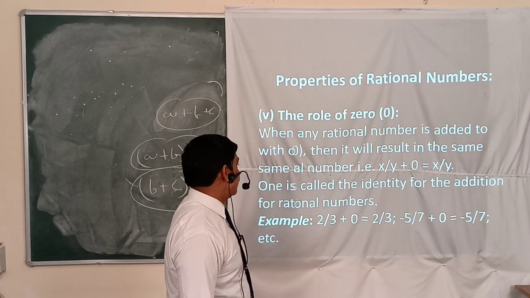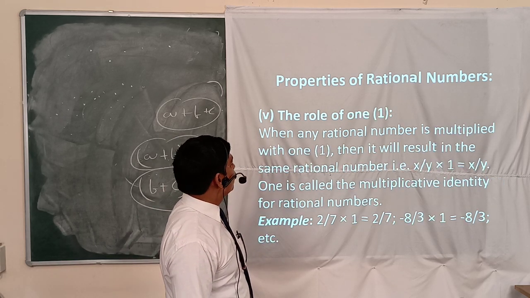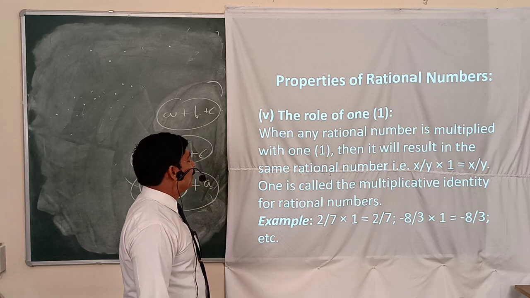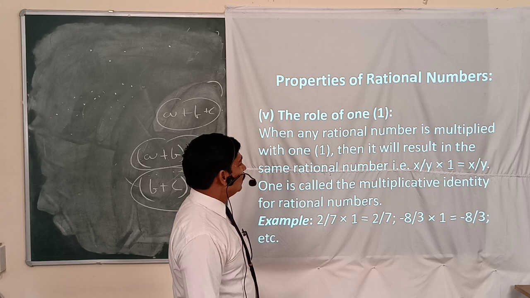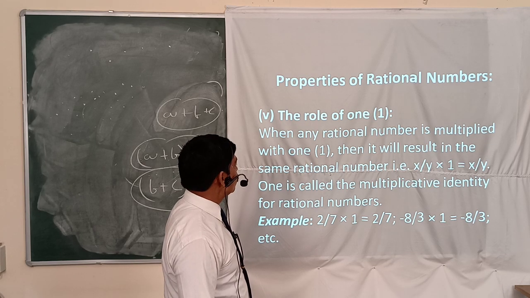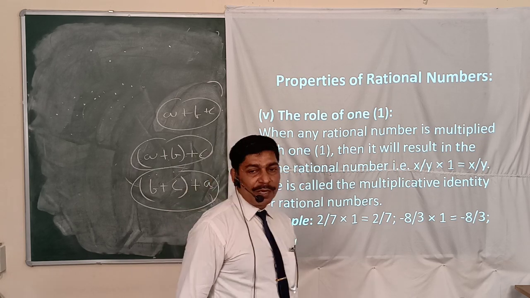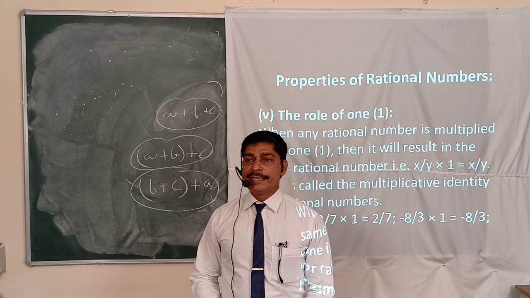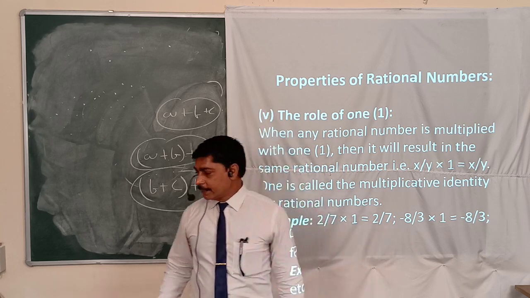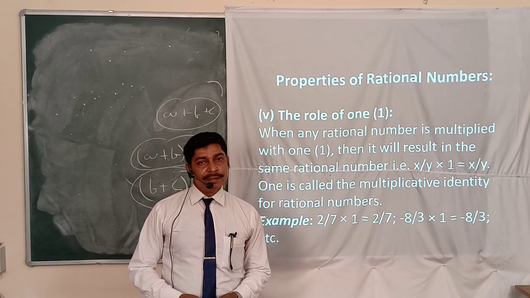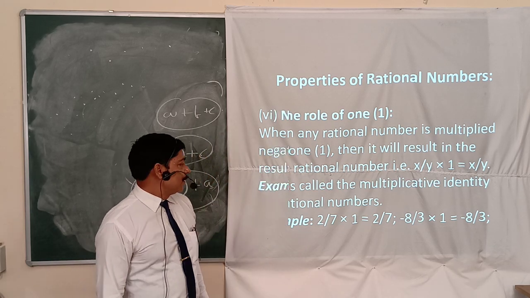That is called additive identity. Then the next one, the role of 1. When any rational number is multiplied with 1, it results in the same rational number. So if you multiply any rational number by 1, its value remains the same. Suppose 4 by 7 is there and you multiply it by 1, then the value will be 4 by 7 only.